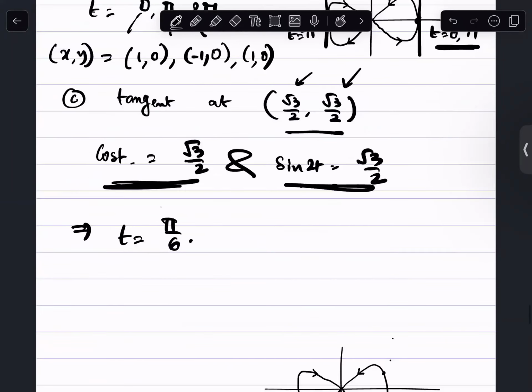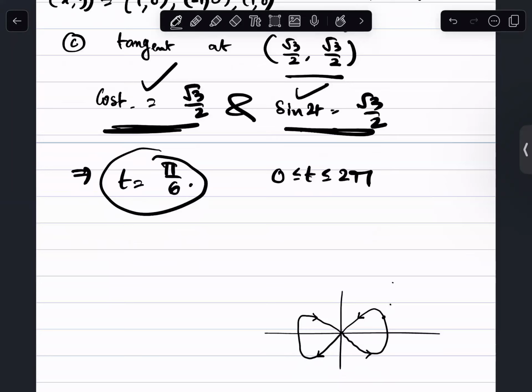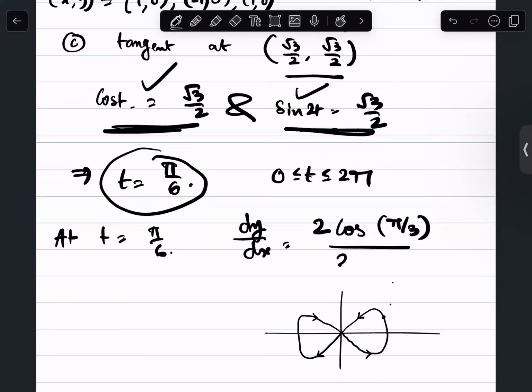Only t equal to pi over 6, where t is between 0 and 2 pi, will satisfy both of these equations. So I get that my t should be pi over 6, but at t equal to pi over 6, my dy over dx will be just 2 cosine pi over 3 over minus sine pi over 6. Using the calculator, you'll get this value to be minus 2.